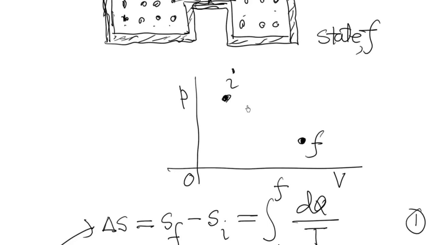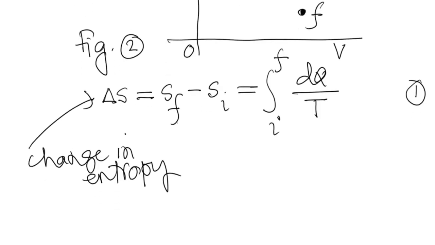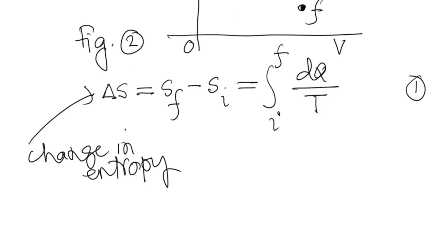Let us suppose then that we replace the irreversible free expansion of figure 2 with a reversible process that connects states I and F. This is figure 1 and this is figure 2. With a reversible process, we can trace a pressure volume path on a PV plot, and we can find a relation between Q and T that allows us to use equation 1 to obtain the entropy change.